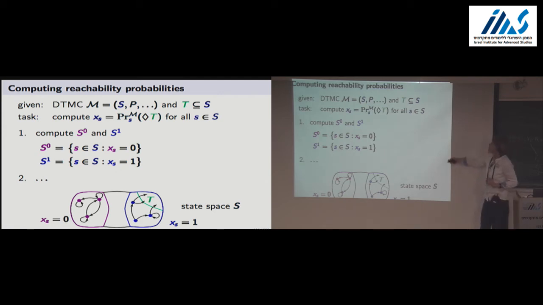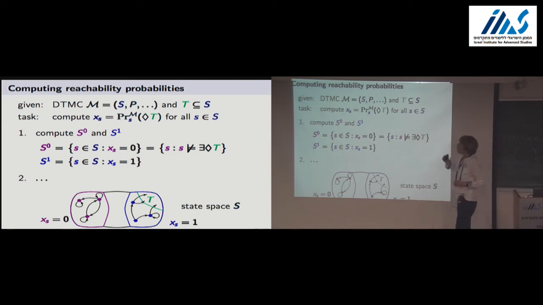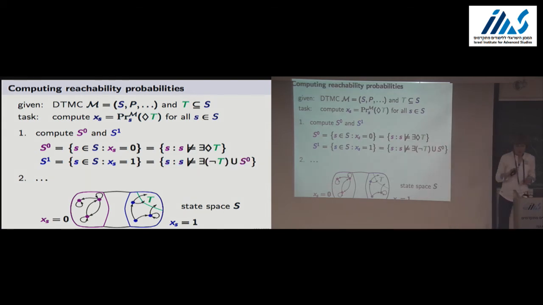Now these sets, they are easy to compute. The probability for such a reachability condition is 0 if and only if this state cannot reach a target state. There is no path from that state to reach the target state. Now for the probability to be 1, it's a little bit more complicated, but for finite state Markov chains, it's also a simple graph analysis.